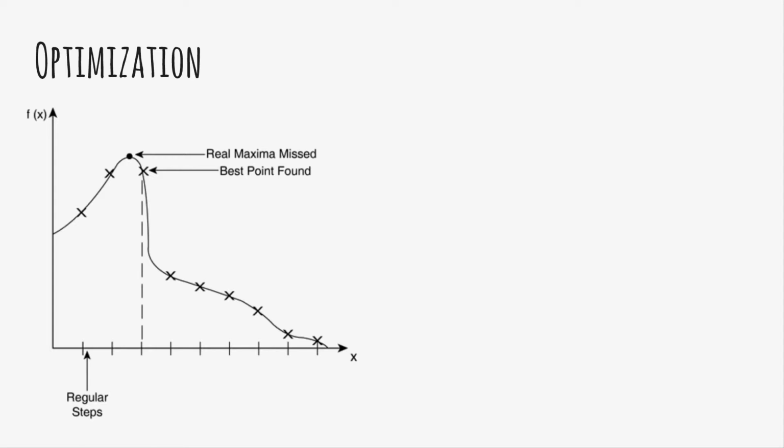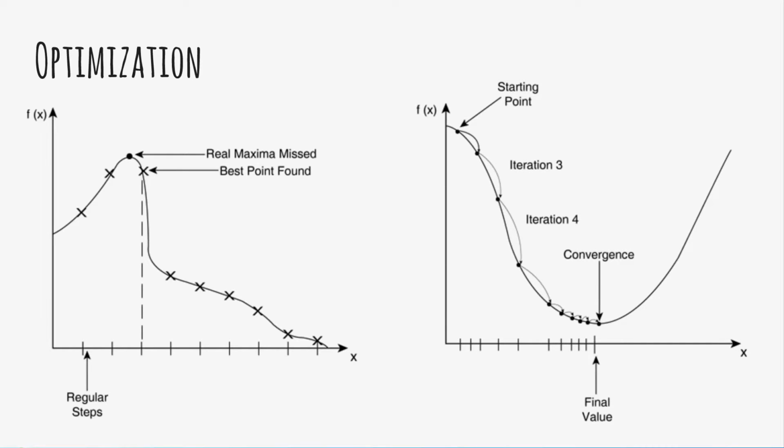A better way to do it is to use the derivative and start at a starting point and calculate the derivative at that point. Then take a step in the direction going downwards or upwards, depending on whether you're trying to maximize or minimize, but take a step based on how large the derivative is at that point. And so what you'll notice is the derivative of a function is going to be 0 at the final value, or the maximum, or the minimum.